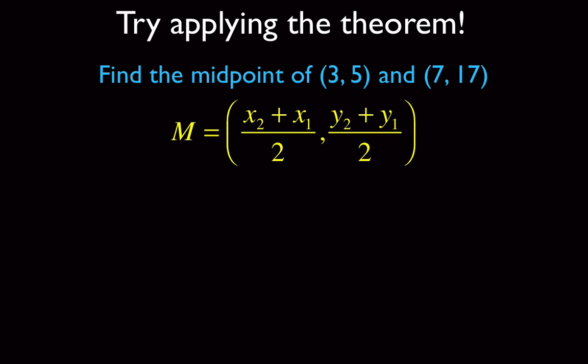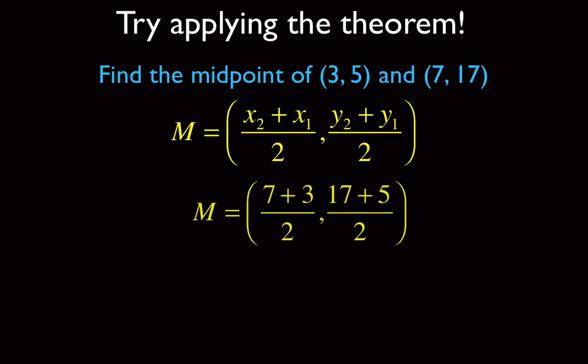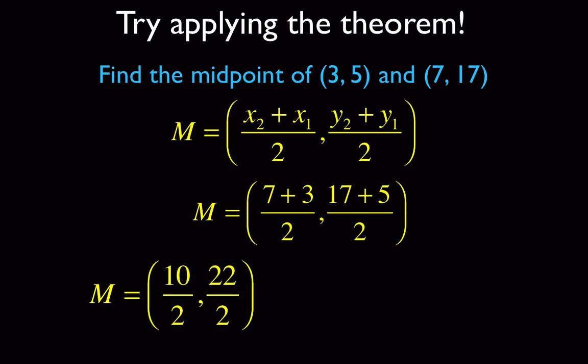So starting off with the formula, we're going to substitute in x's and y's. You have to add the top up, and then at the end you have to do a division problem, 10 divided by 2 or 22 divided by 2. So we end up with 5, 11, and that's the midpoint.